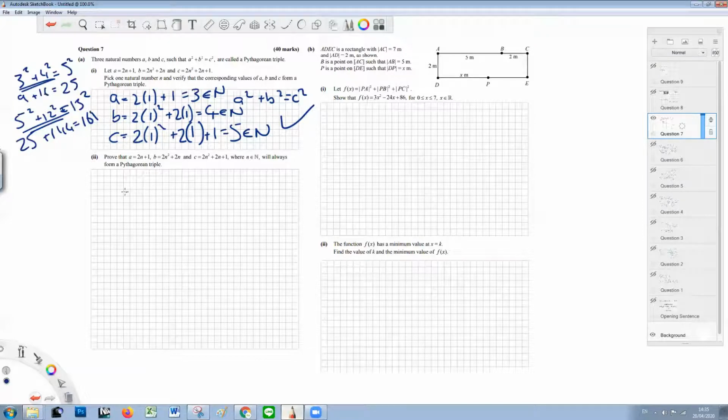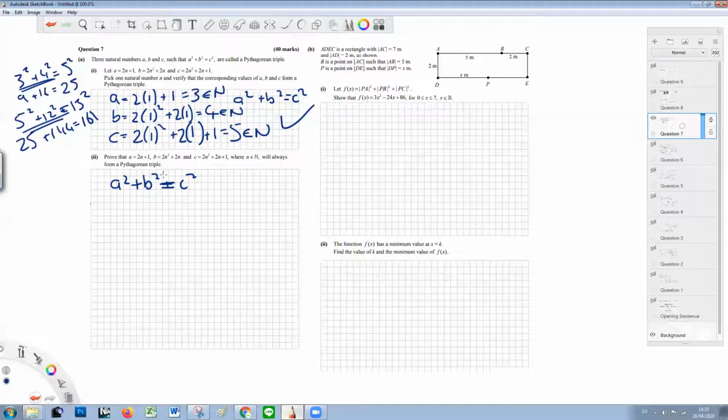All right, prove that a equals 2n plus 1, b is equal to 2n squared plus 2n, and c is equal to this, where n will always form a Pythagorean triple. Okay, so we want to show that it will always happen. In a Pythagorean triple, we have this equation: a squared plus b squared is equal to c squared. So we'll basically just write that out and see where we get to.